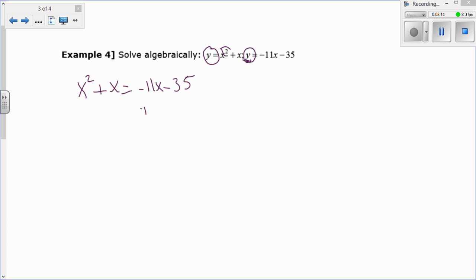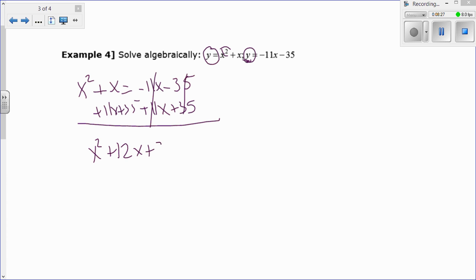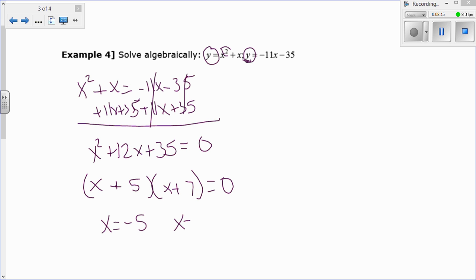When I have x squared, I have to get it equal to 0, so I'm going to add 11x and add 35. So I have x squared plus 12x plus 35 equals 0. So my factors of 35 that add up to 12 are x plus 5 and x plus 7. So that means that x equals -5 and x equals -7. And that's great and that's fine, but now I need to find y for each x that I found.